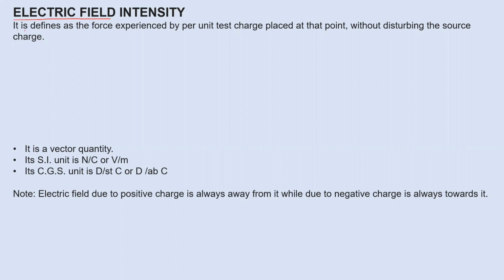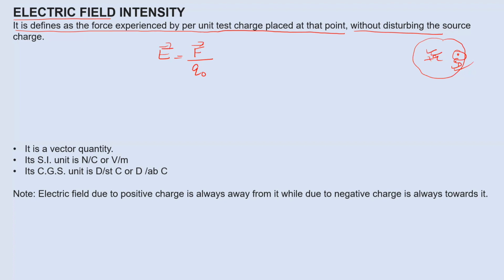So what is electric field intensity? It is defined as the force experienced per unit test charge placed at that point without disturbing the source charge. We have already seen that if you have a plus Q charge, which is the source charge, it will create an electric field, right? So if we place any test charge at some point, then the force that this test charge will experience, without disturbing the source charge, that force per unit test charge at that point is said to be electric field intensity. And we can express electric field intensity as E is equal to force per unit test charge, that is F by Q naught.